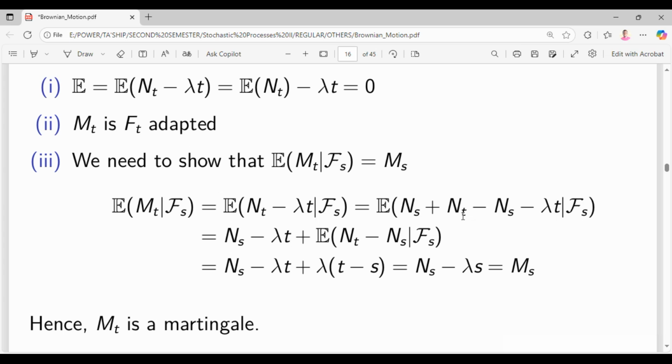So the only thing left is going to be Nt minus Ns given Fs, and that Nt minus Ns gives us another Poisson process. Remember, independent increments. So this is another Poisson process over the time from s to t. Okay, so that will also give us a mean of what? Lambda times (t minus s). As we simplify, we realize that this is negative lambda t plus lambda t when we expand here, minus lambda s. So this will cancel with this, and we are left with Ns minus lambda s, which is the same as Ms, right? So this has proven that Mt is a martingale.